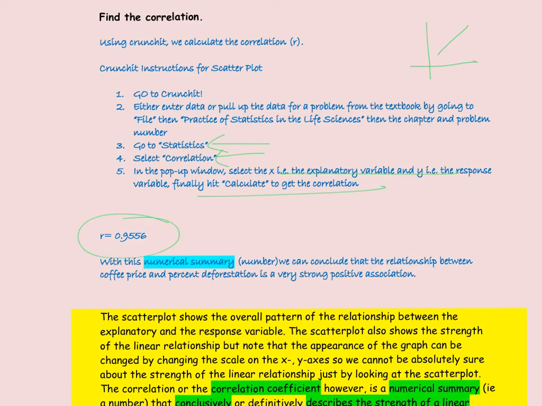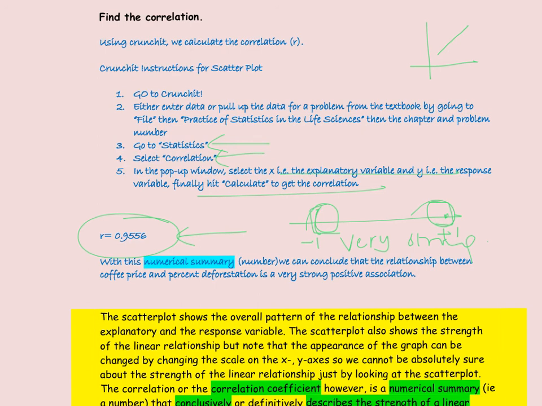Now we did say that by looking at the graph that the relationship was strong, but it seems like it is true. In fact, it is stronger than what it looks like in the graph. Remember what we talked about? Correlation is a number that goes from -1 to +1. The closer it is to -1 or the closer it is to +1, the stronger is the relationship. Now 0.9556 is very close to +1, so we could say that the relationship is very strong.